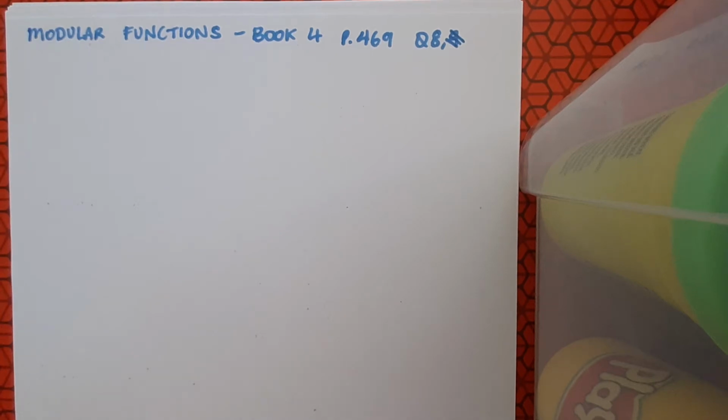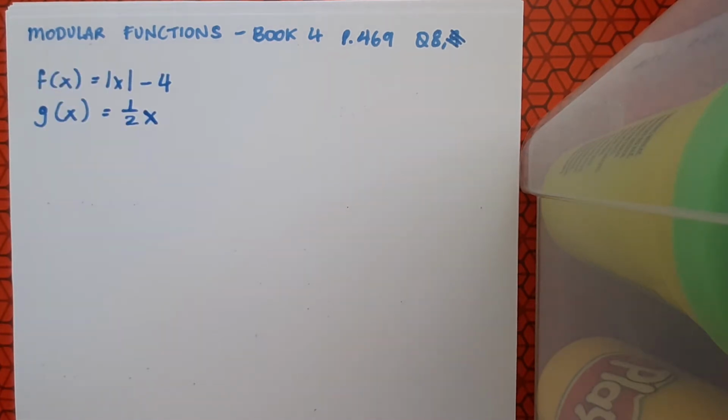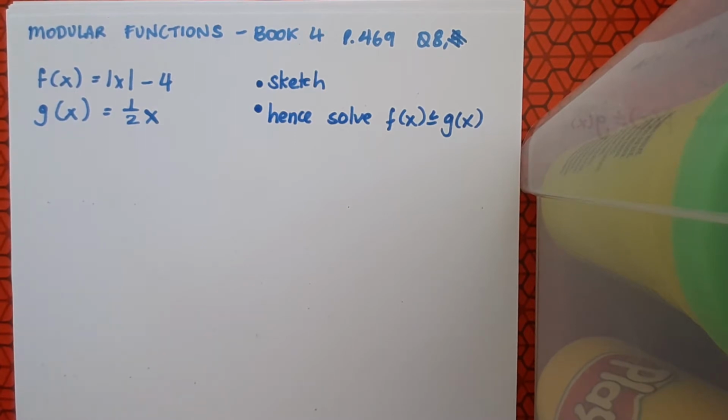This is a video of the solution to question 8 on page 469 in book 4, and it's a question on modular functions. So I've got two functions in this case, f of x and g of x, and we want to sketch them on the same graph, and we want to solve f of x is less than or equal to g of x.